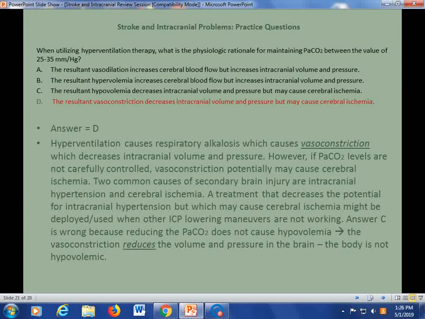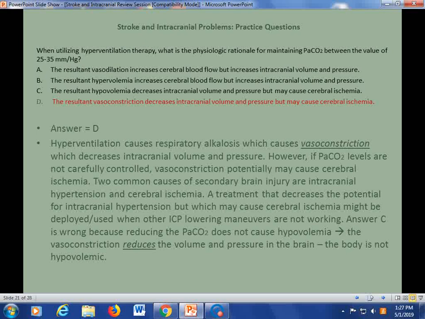Whenever there is a below normal CO2, that will cause vasoconstriction of the cerebral blood vessels. That vasoconstriction will decrease intracranial blood volume, which will allow the ICP to go down. The risk associated with decreasing the CO2 and causing cerebral vasoconstriction is that you may reduce blood flow in general. And if you reduce blood flow to an area that may not be getting the best perfusion, then you do have a risk of causing cerebral ischemia.